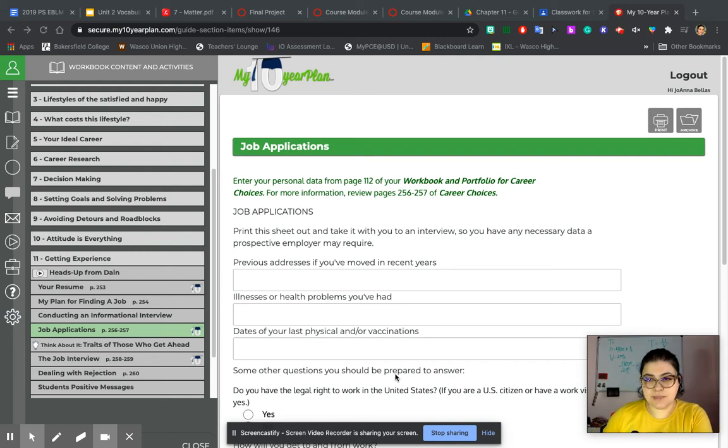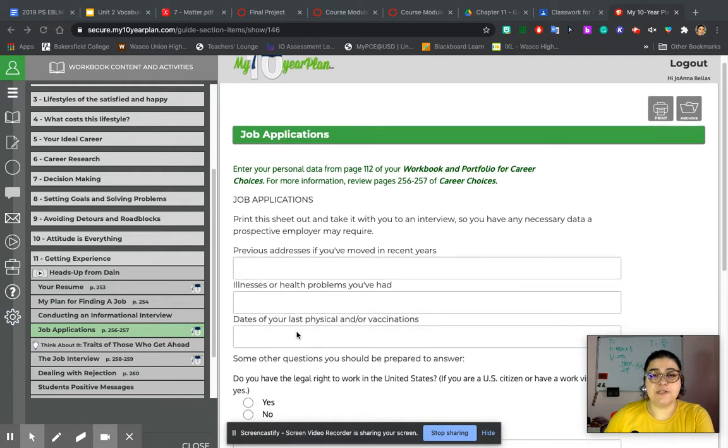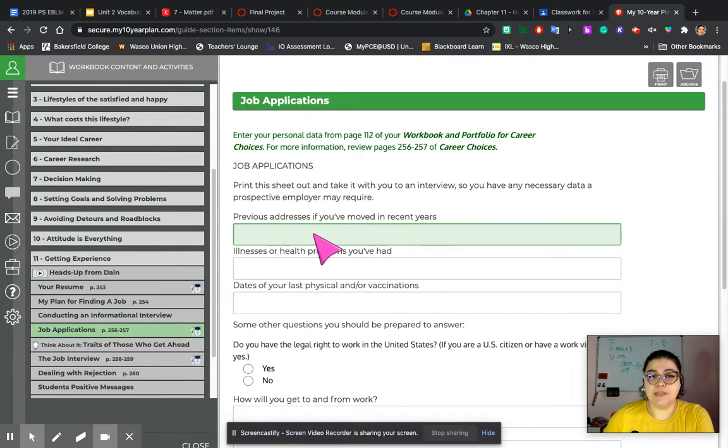Okay, for the next assignment in my 10-year plan for chapter 11, you're going to skip down to job applications that has a little 10-year symbol. All this wants you to do is put some of the information from your job application on here. This is standard information that you would need to help you to fill out any application for any job. So go ahead and fill it out. Previous addresses, you can just put the address that you're in right now.